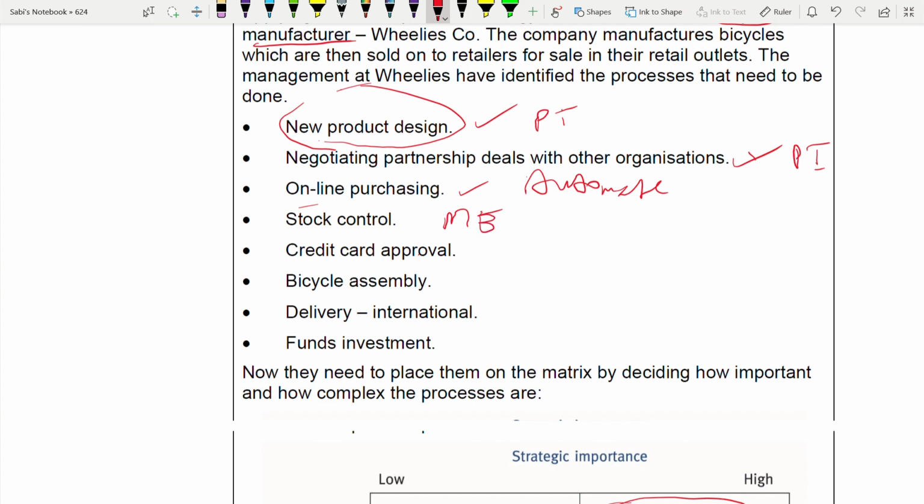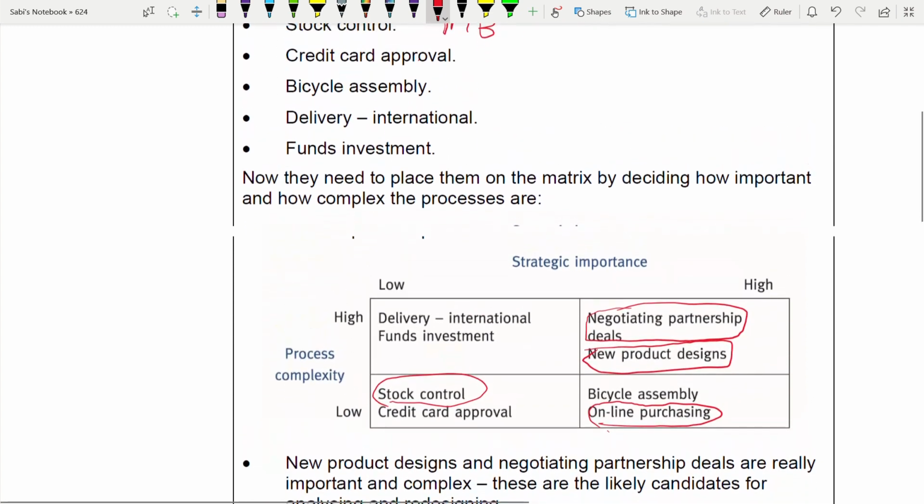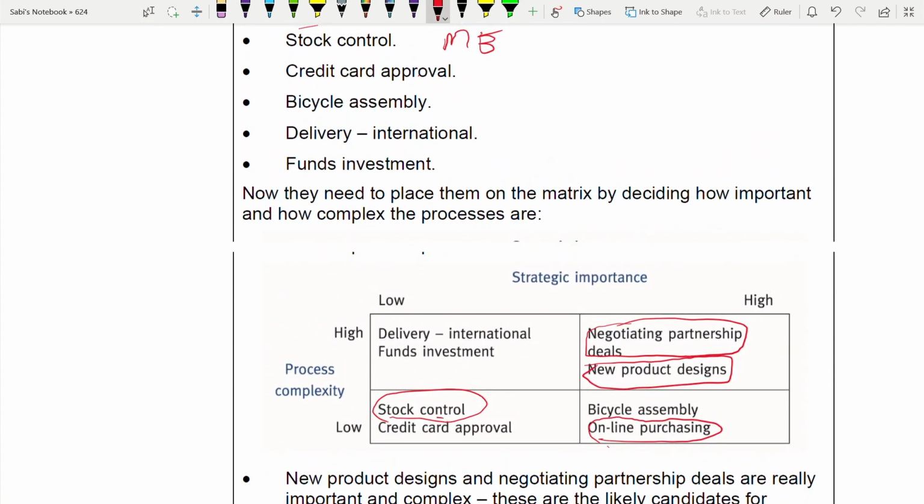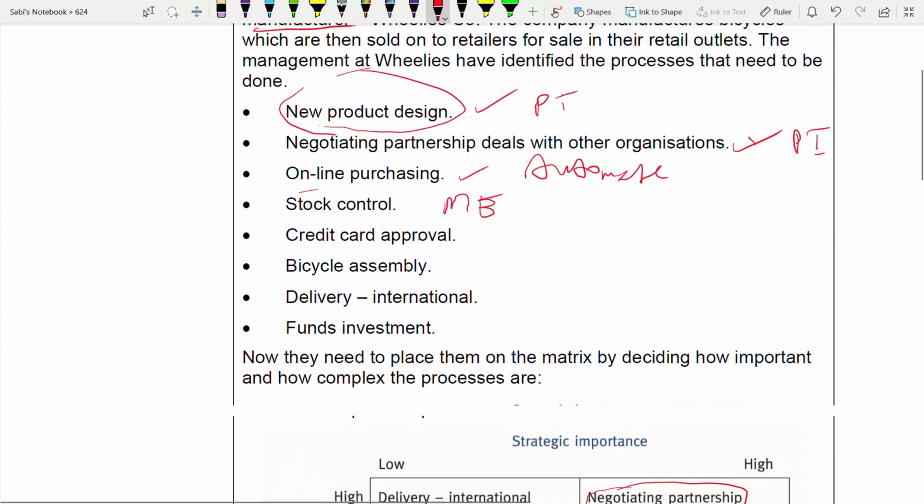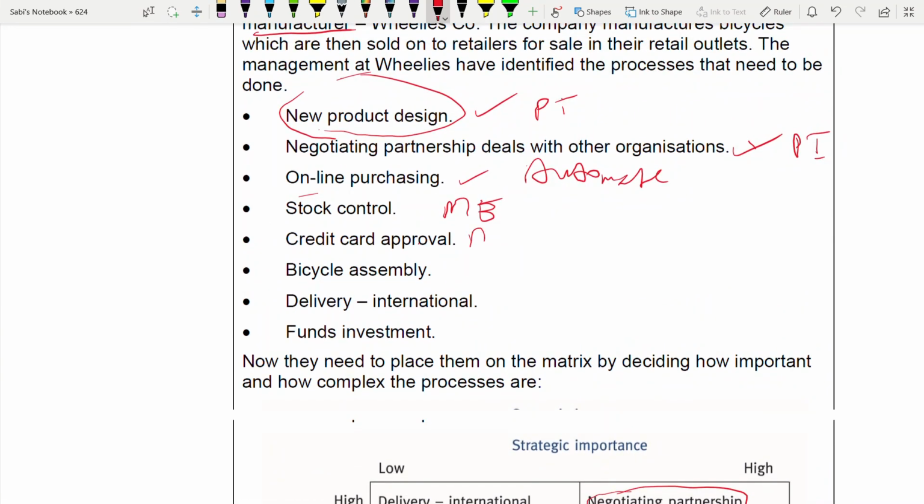Credit card approval. Tell me. We'll see what is credit card approval. That is also minimal effort. Because no one usually uses credit card for bicycle stuff. Bicycle assembly. This you can outsource. Because it's less complex, but strategically is very important.